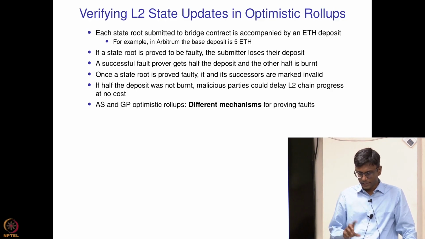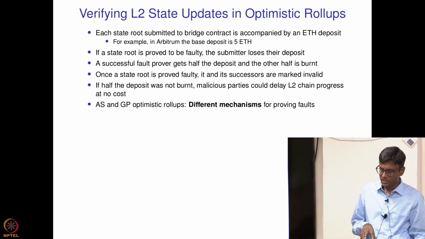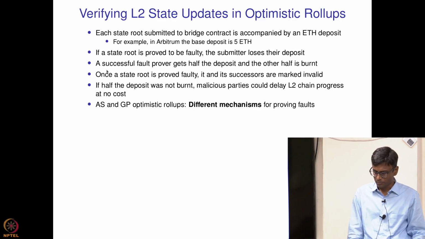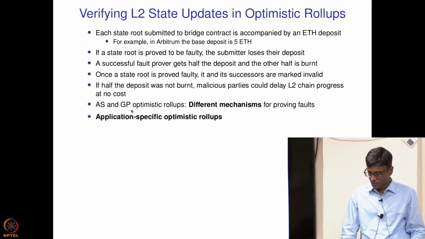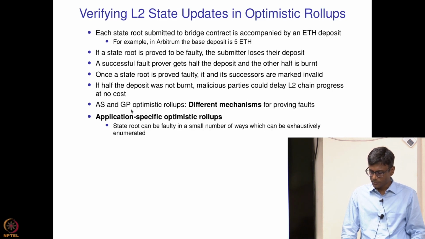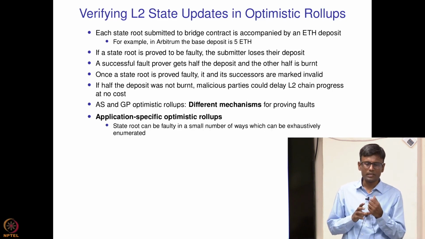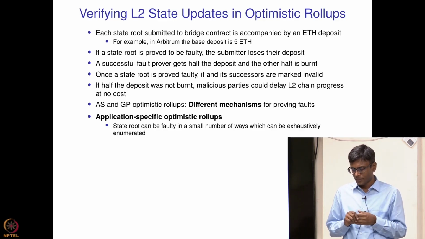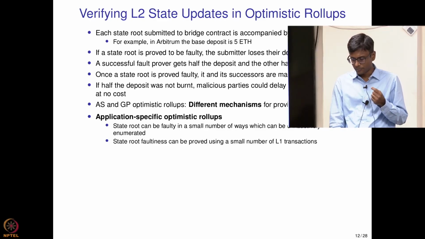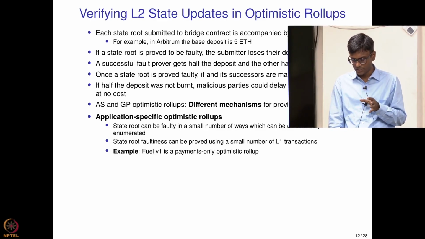The mechanism for proving faults is different in application specific and general purpose optimistic rollups. AS is for application specific and GP is general purpose. In application specific optimistic rollups, the state root can only be faulty in a finite number of ways, so they can be exhaustively enumerated. You can prove that a state root is faulty using a small number of layer 1 transactions.